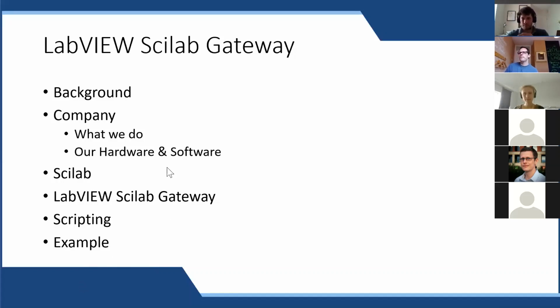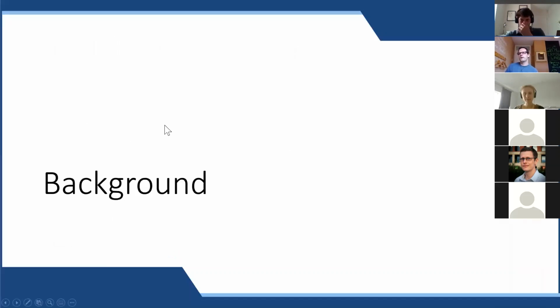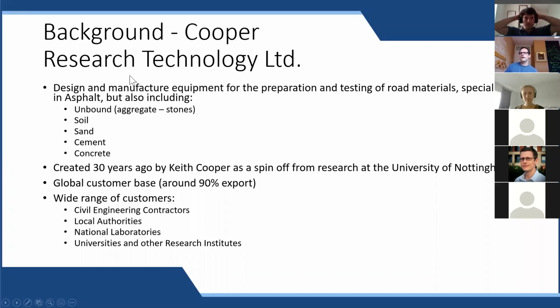So I'll start with a bit of a background about us. Basically, we are Cooper Research Technology. We design and manufacture equipment, based in the UK, for preparation of and testing of road materials, specialising in asphalt, but all these other materials as well, things that are used to make roads basically, and civil engineering stuff. Something that I never knew about at all before I joined the company.